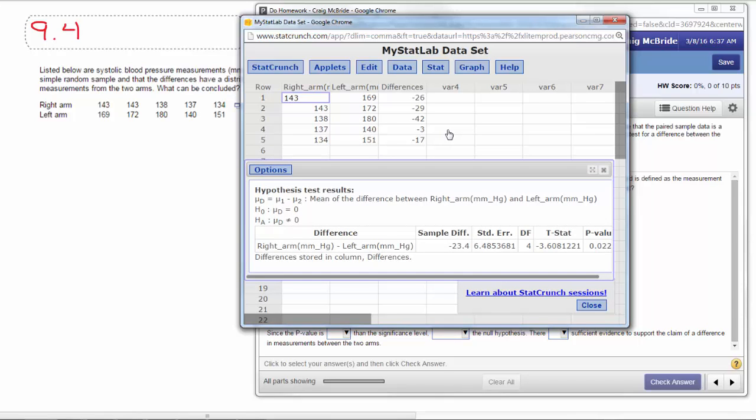Okay, so working with paired data is even easier than independent data because it really just becomes a simple t-test.